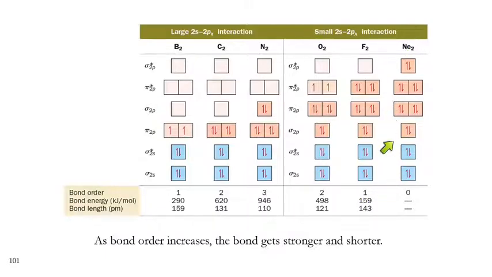And then here's neon. Neon 2 shouldn't exist, right? It's a noble gas. It's happy. It's got its octet. Why would it do this? Well, it doesn't. And this shows us the bond order is going to be 0. So we can't measure the bond energy or the bond length because it doesn't make this bond. Any questions?